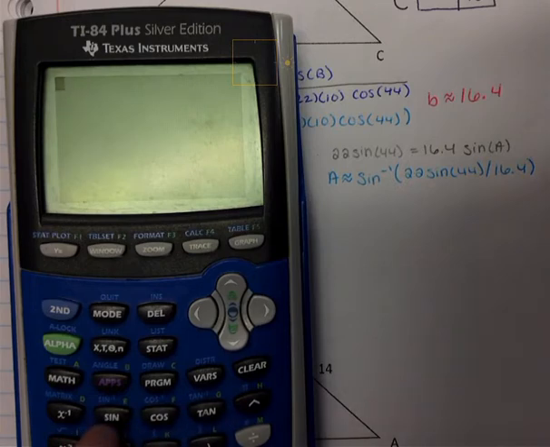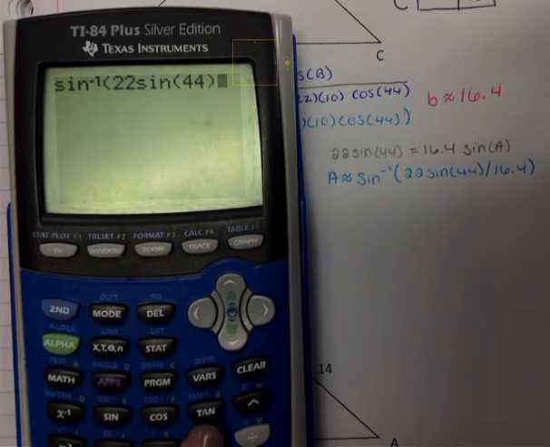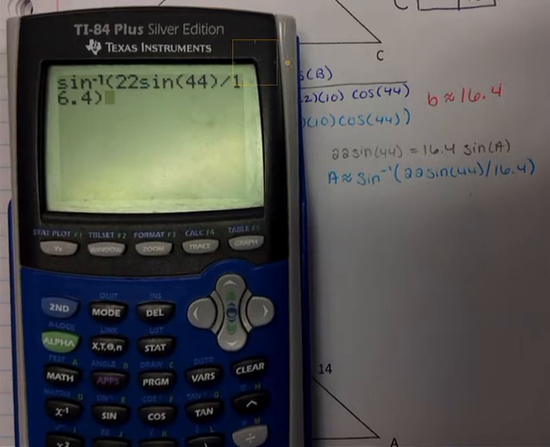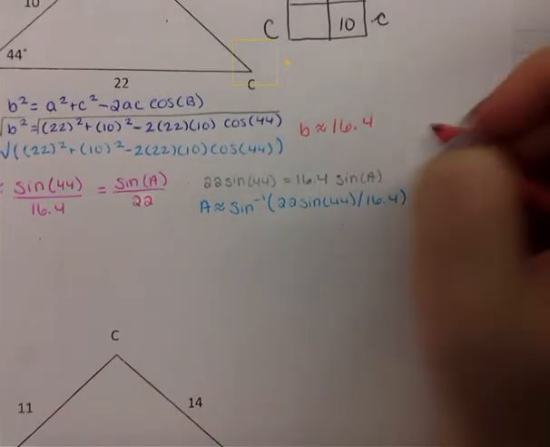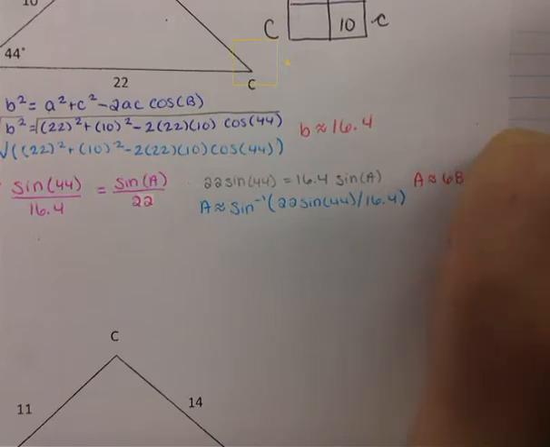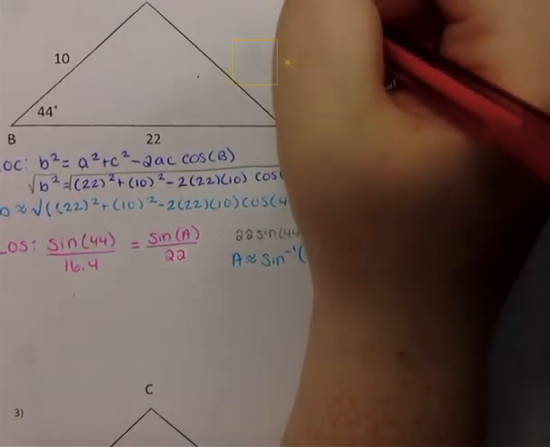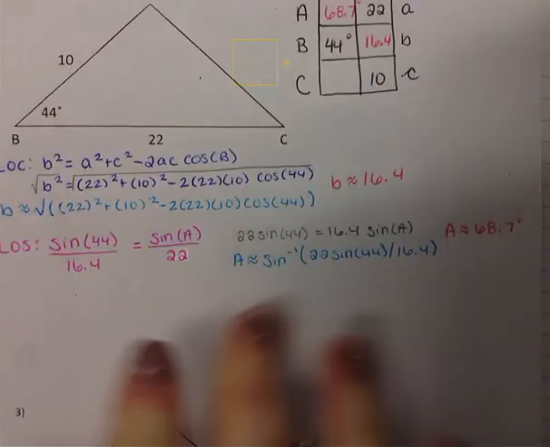So I'm going to do sine inverse, so I have to do second sine. Now I'm going to type in 22 sine of 44, close parentheses, divided by 16 and 4/10, close parentheses, enter. So I get angle A is approximately 68 and 7/10 degrees. So if I put that in my chart, 68 and 7/10 degrees.